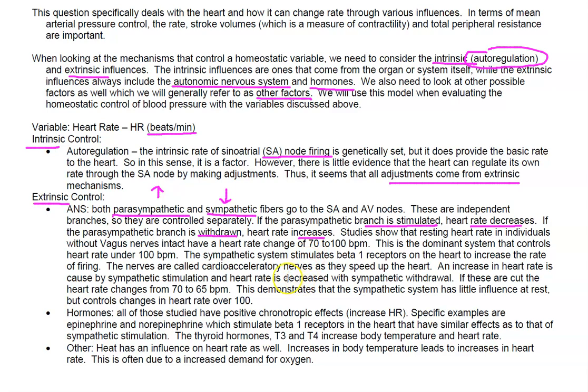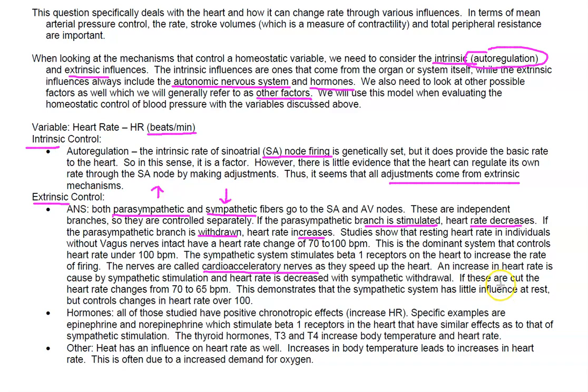The sympathetic system stimulates beta 1 receptors. The parasympathetic, remember from the ANS, would be the muscarinic receptors. And the heart rate increases because of the beta 1 receptor influence. The nerves that go to the heart from the sympathetic side are called cardioacceleratory nerves, which actually makes sense because they speed up the heart: cardio, heart; acceleratory, speed up. The sympathetic directly influences the heart. So if sympathetic goes up, the heart rate goes up, and so on.